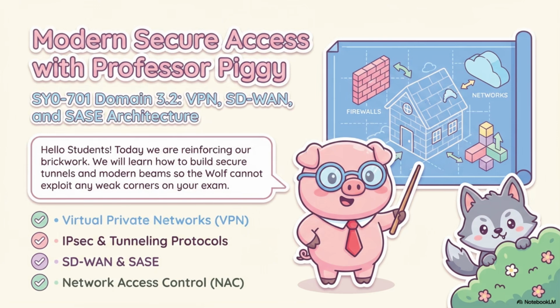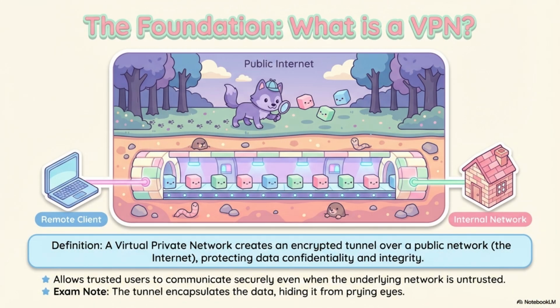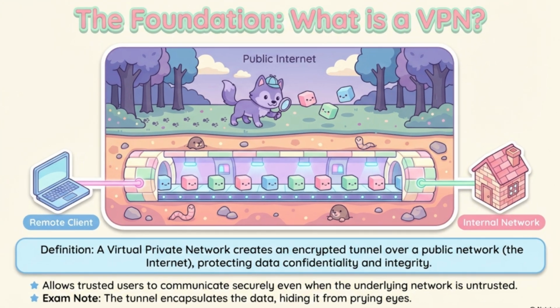Today we are talking about virtual private networks, so the wolf cannot exploit any weak corners of your network communication. A virtual private network, or VPN, provides remote access to a private network over a public network, most commonly the Internet, while protecting confidentiality and integrity of data in transit. VPNs create encrypted tunnels that allow trusted users and systems to communicate securely even when the underlying network is untrusted. This basic idea is the foundation upon which many newer secure access technologies are built.